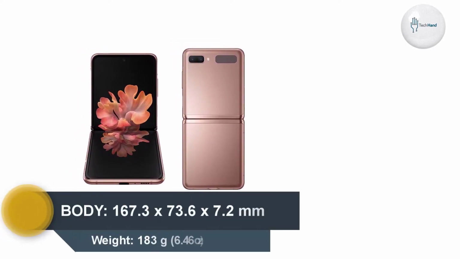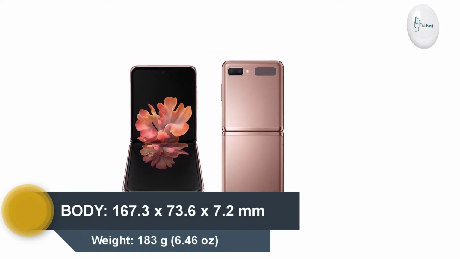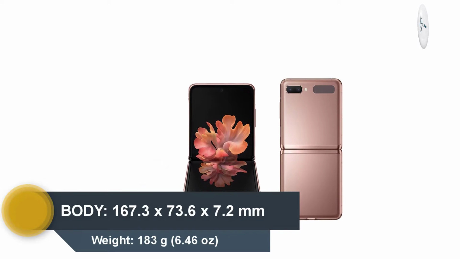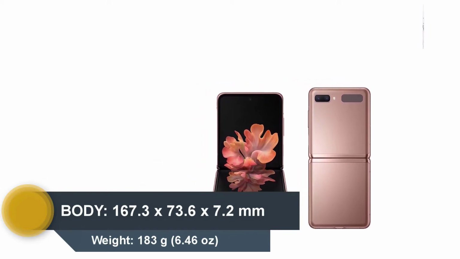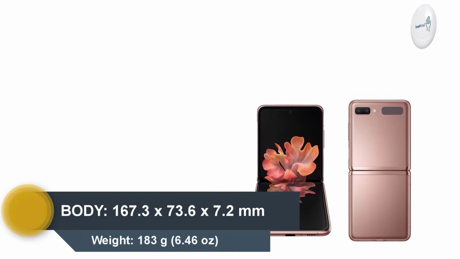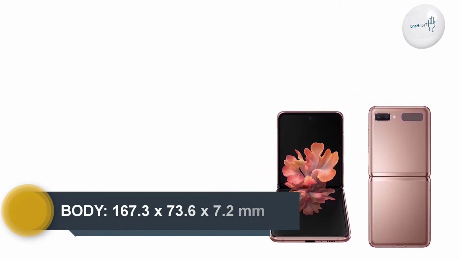The body dimension of the phone is unfolded 167.3 by 73.6 by 7.2 mm. Folded 87.4 by 73.6 by 15.4 mm.